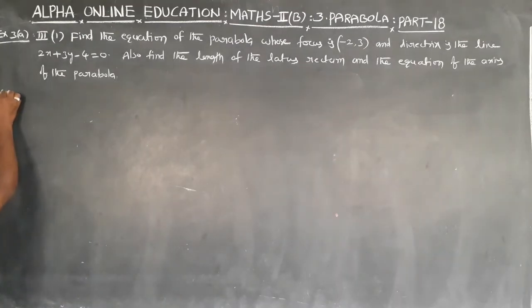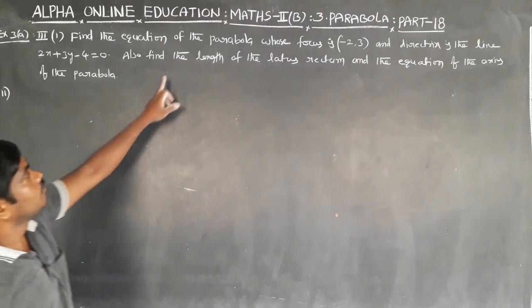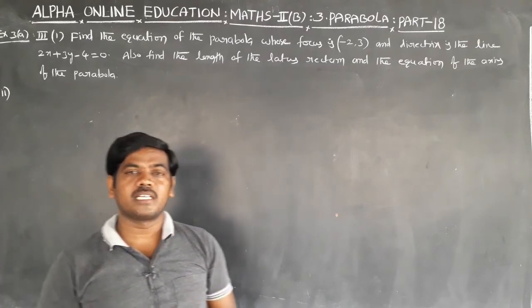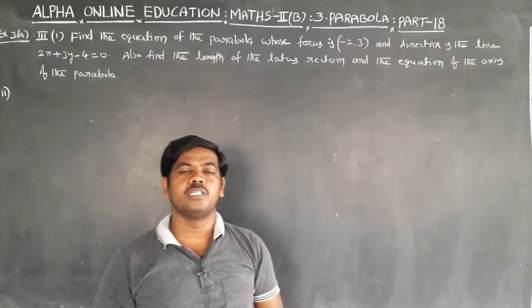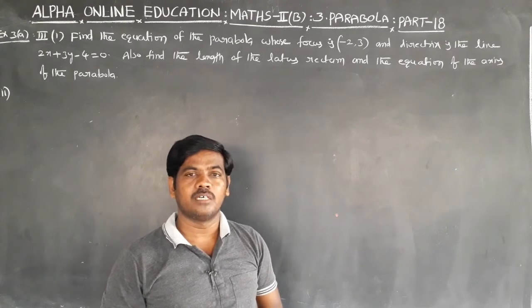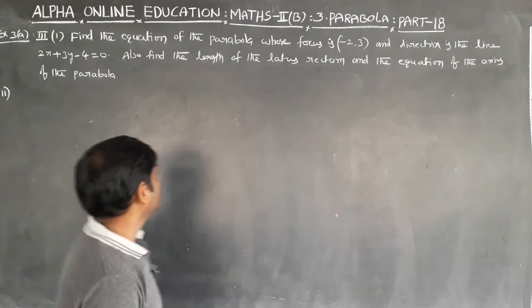Second one is find the length of the latus rectum. The length of the latus rectum of the parabola is 4a.